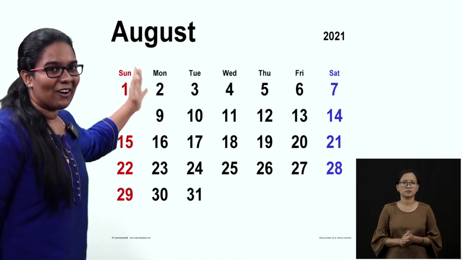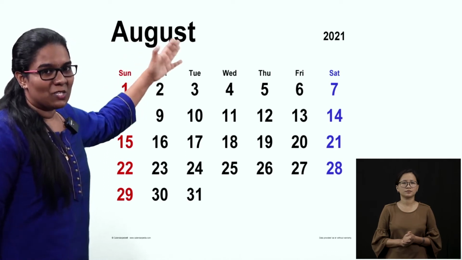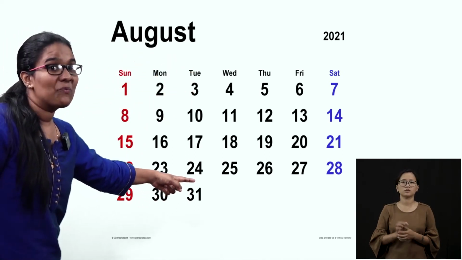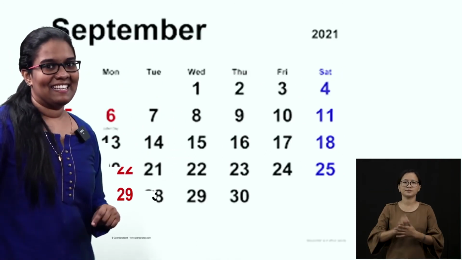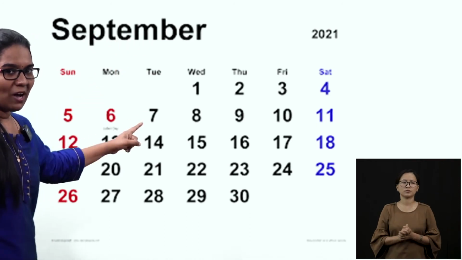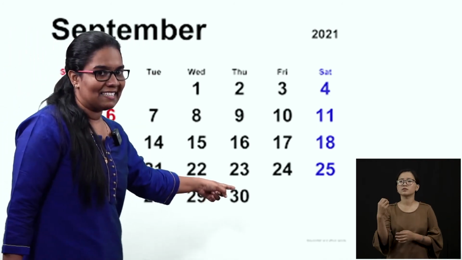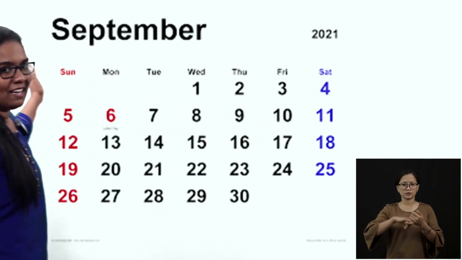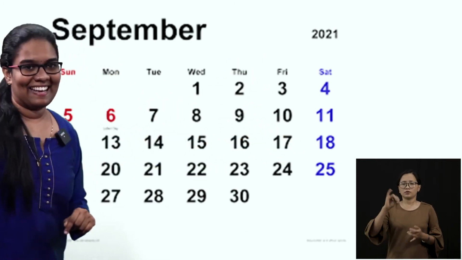Then, this is August. August 2021. This month has a total of 31 days. This is September 2021. This month also has how many days? 30 days. 4 Saturdays and 4 Sundays.